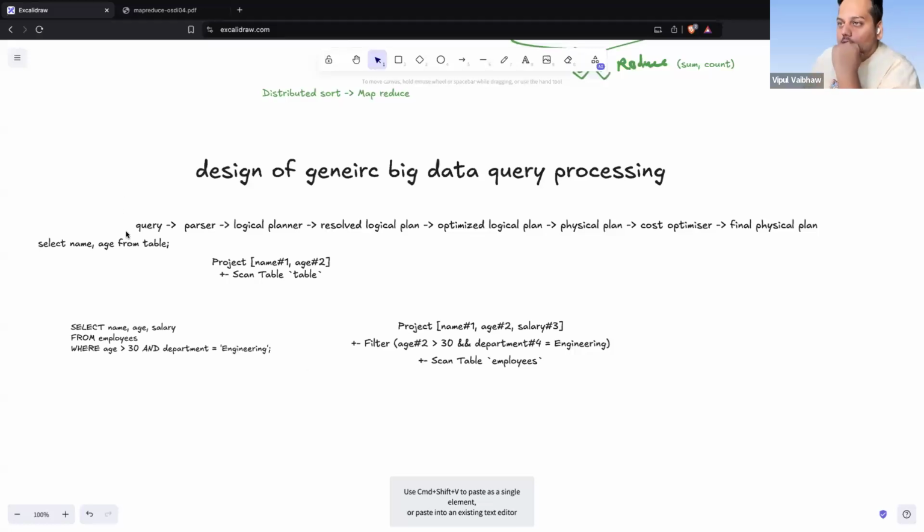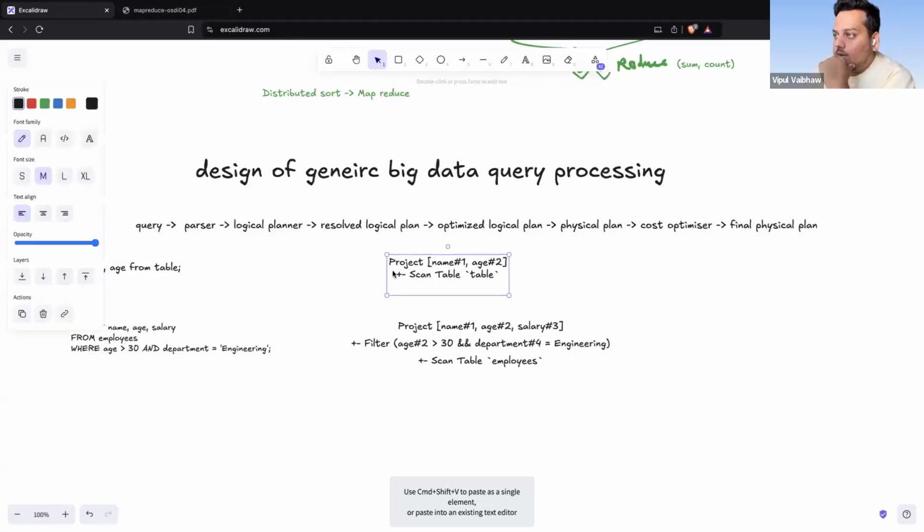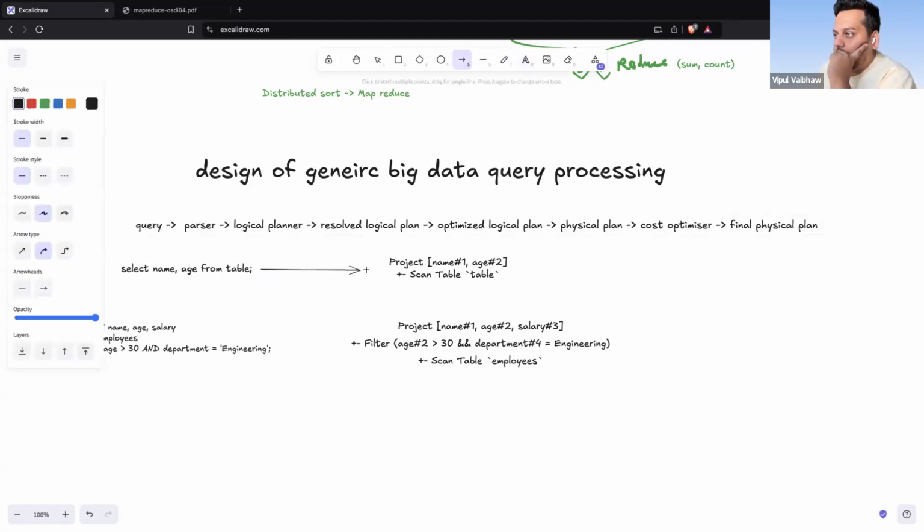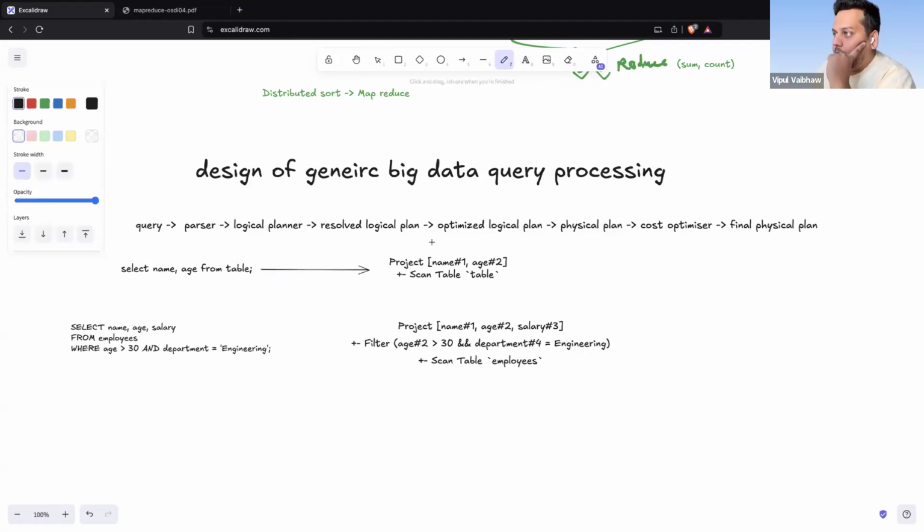All right, so we have got this query. What does the plan say to you? It looks very simple: I have to select name and age from the table, so the output is going to be name and age, right? And how will you get name and age? You will get them by scanning the table. Everybody understood this plan? Yes, no, in chat.